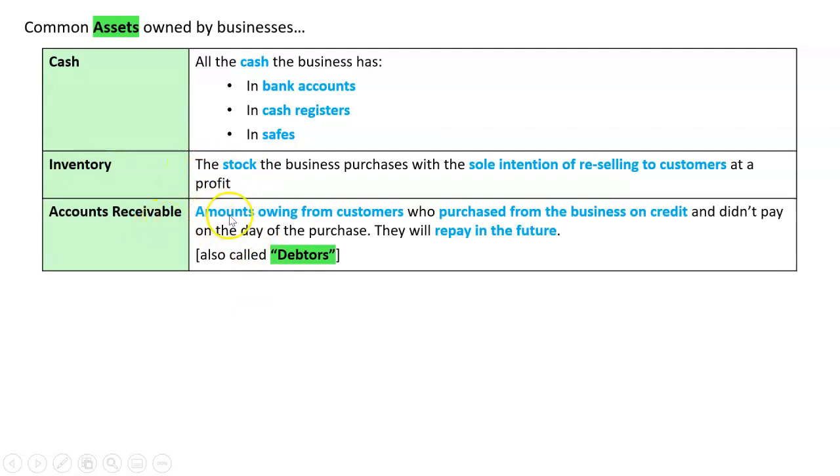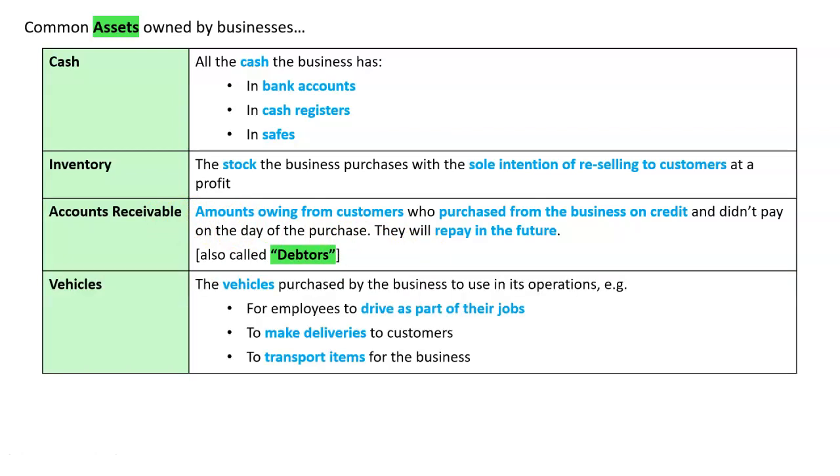Accounts receivable, that is amounts owing from customers who purchased from the business on credit and didn't pay on the day of the purchase. They will repay in the future. You might also see the word debtors to describe this. We're going to use the term accounts receivable, but debtors means the same thing, and it's used quite commonly in the real world as well. But it's a customer that owes us money for goods or services we provided, and they haven't paid for yet. We gave them credit.